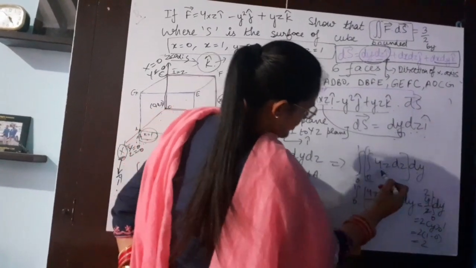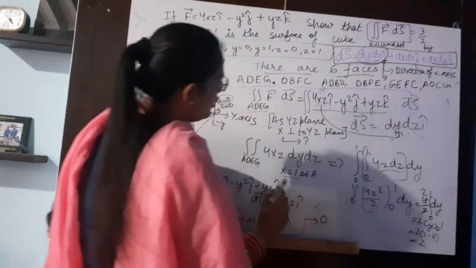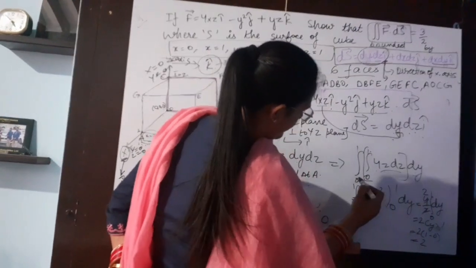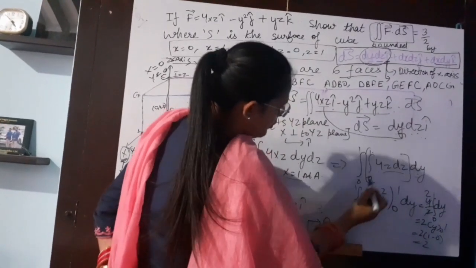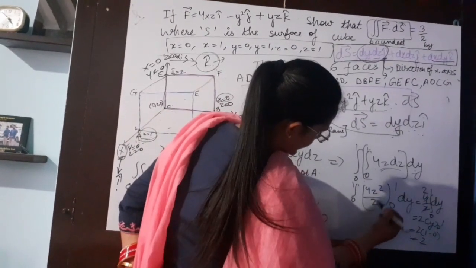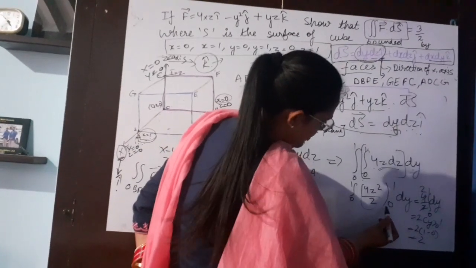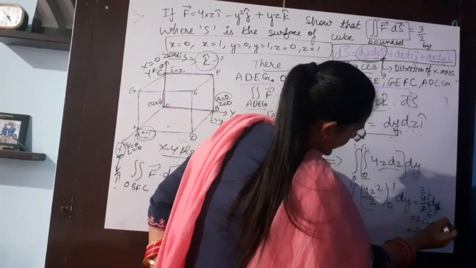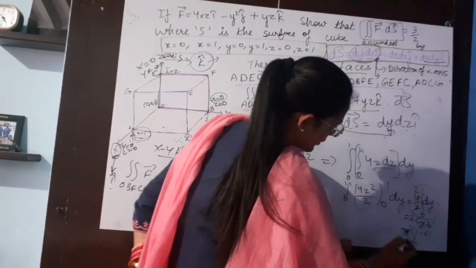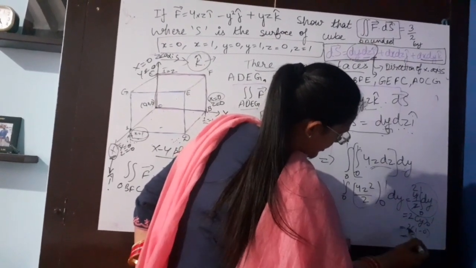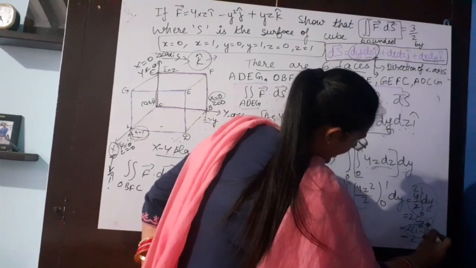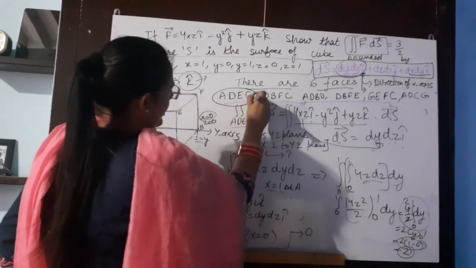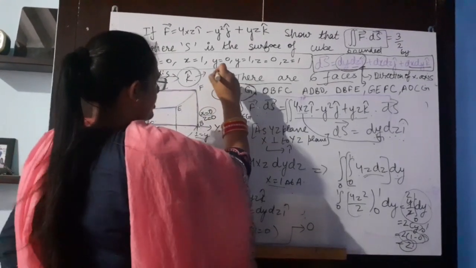Now we integrate this with respect to dz. We know the value of z varies from 0 to 1 and the value of y varies from 0 to 1. Now we integrate this, we get 4z square by 2. And when we put the values, we get 2 integral 0 to 1 dy. When we integrate this, we get 2y from 0 to 1. When we put the value of y here, we get the answer 2. So the surface integral of the A, D, E, G face is equal to 2.